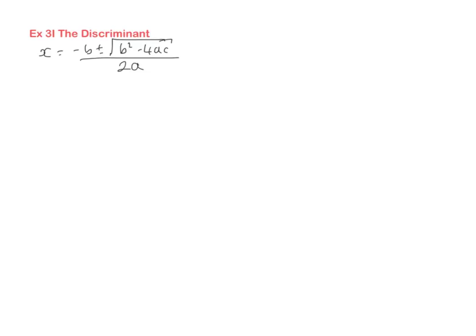Okay, hello everyone. So let's look at this exercise, 3I, the discriminant. In the last exercise, we looked at the general quadratic formula. If you remember, that was used to find the solutions, or really the x-intercepts. So that plus and minus gave us one intercept, and then the minus would have given us the other intercept.